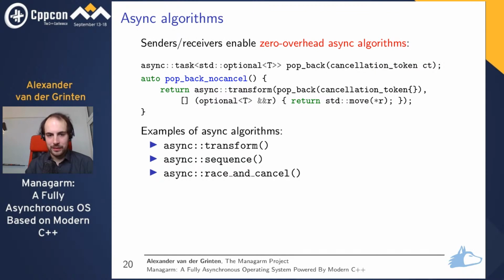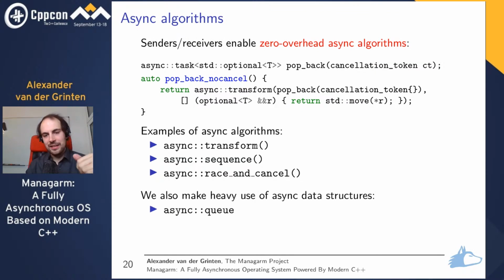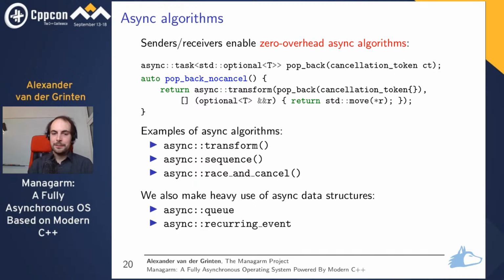Now, these are useful building blocks, and we've also all seen that we can make use of async data structures. These can also be implemented on top of senders receivers, and for example, async queue, or what is often really useful is async recurring event. So that's basically an event that you can trigger and wait for multiple times. It turns out that this is a really powerful abstraction, similar to a condition variable.